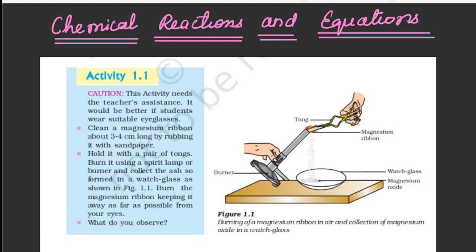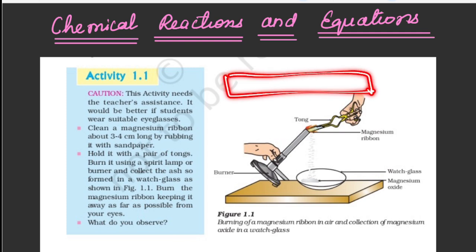So now let us start activity 1.1. In this activity, you are going to take a magnesium ribbon. The magnesium ribbon will be like this. After taking this magnesium ribbon, you have to wipe or rub it using sandpaper. Why do you have to rub this with the sandpaper? Because on the magnesium ribbon, you can see a layer of magnesium oxide will be there.